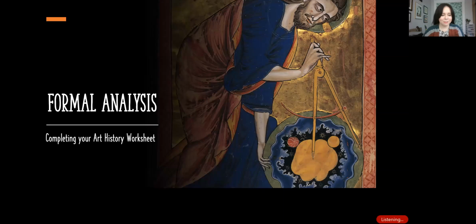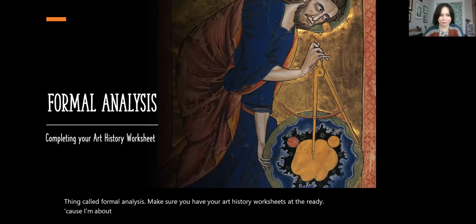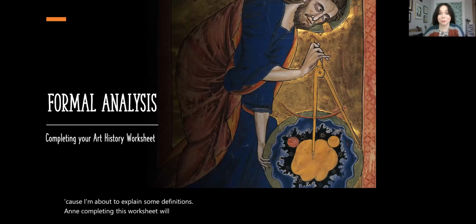So what is this thing called formal analysis? Make sure you have your art history worksheet at the ready, because I'm about to explain some definitions. And completing this worksheet will help you throughout the semester to analyze and really dig into what's going on visually. And that's going to be our foundation for then interpreting what's going on more historically, contextually, hence the two sides of the worksheet.